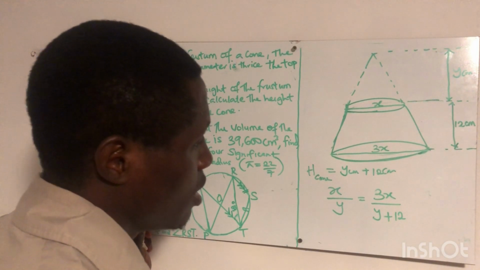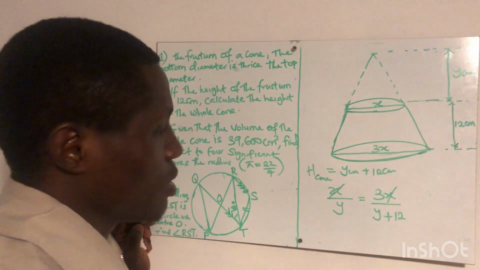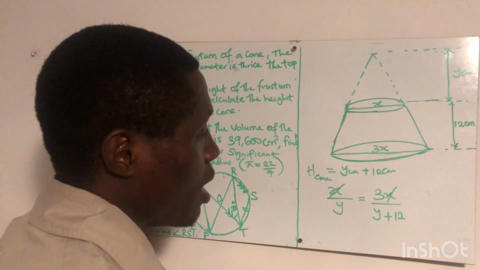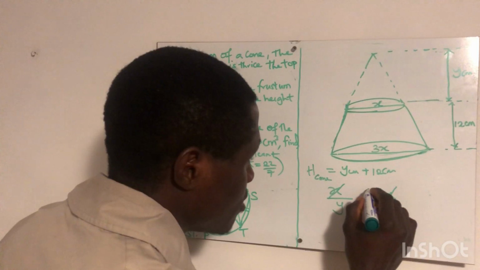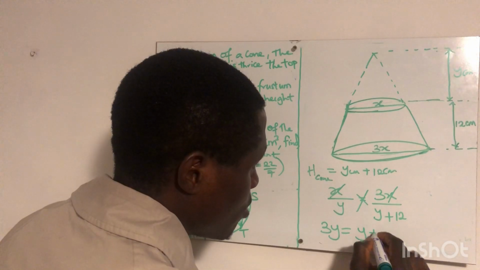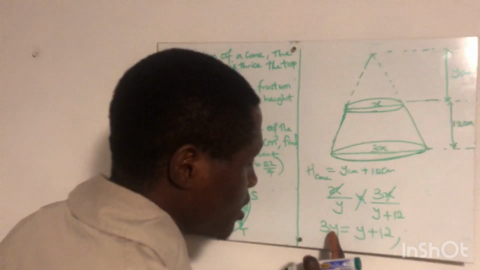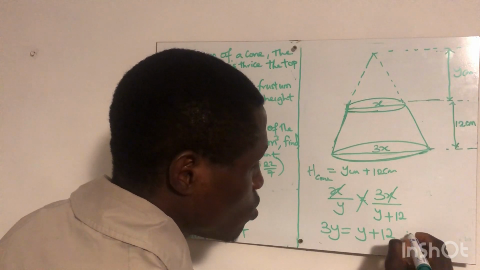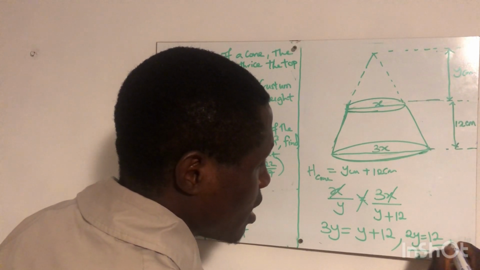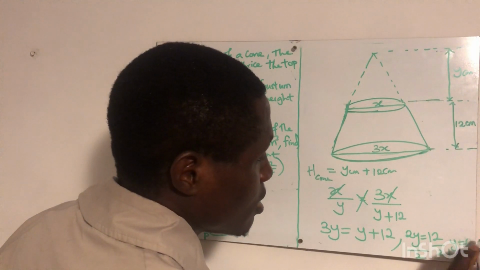If you are following the simple analogy, this x will definitely cancel this x because they are on either side. So you can easily get your y now. By cross multiplication, we have 3y equal to y plus 12. Transfer this y to the other side, so it's 3y minus y, which is 2y equal to 12. Divide both sides by 2, and y is equal to 6 centimeter.